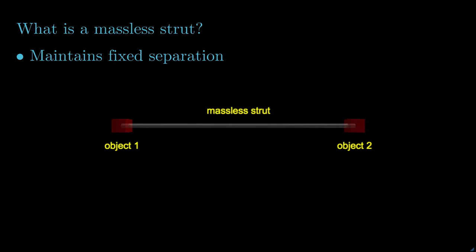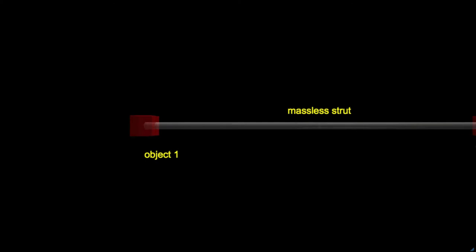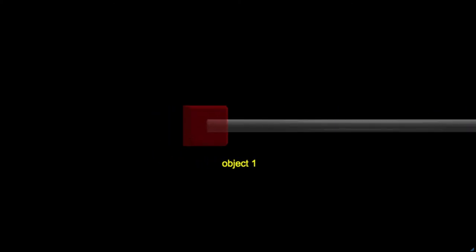As a key consequence, a massless strut can only exert longitudinal forces on the objects that it connects. In other words, a strut can only push or pull to maintain the separation of two objects. It cannot exert transverse forces. Let's take a close look at the object connected to one end of the strut. What you see here is a longitudinal force exerted on the object by the strut. This is allowed since such a force might be required to keep the two objects at a fixed separation. On the other hand, this is a transverse force acting on the object.